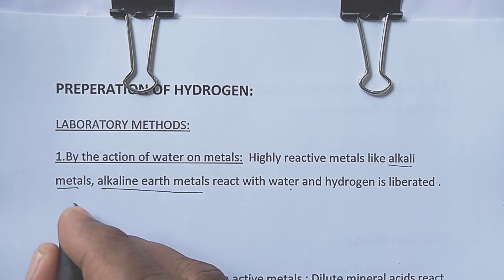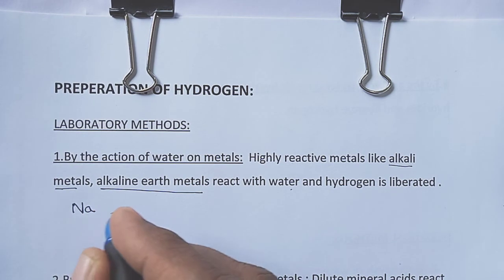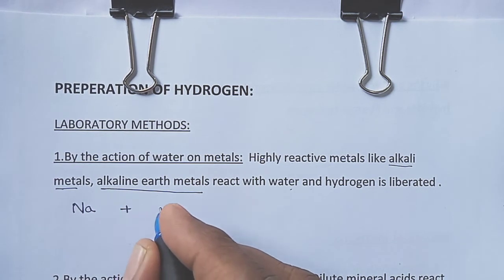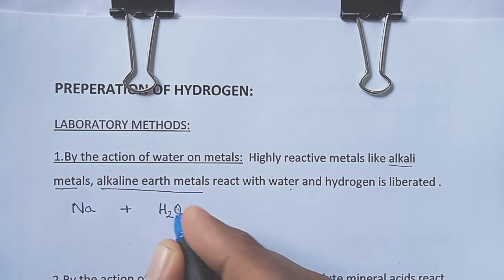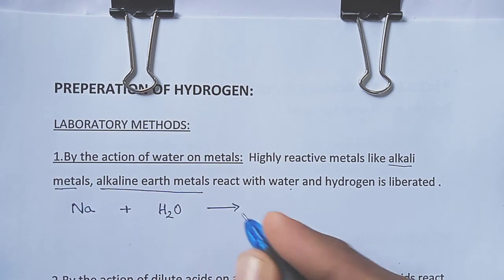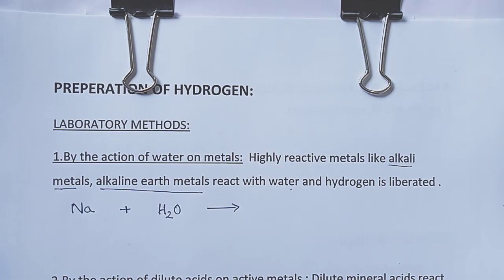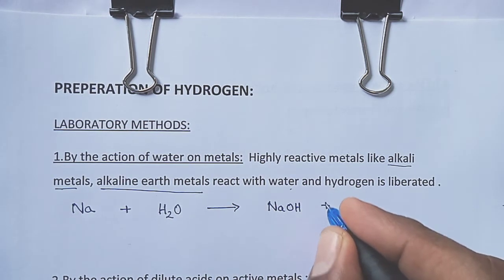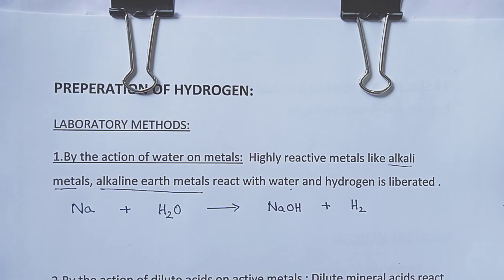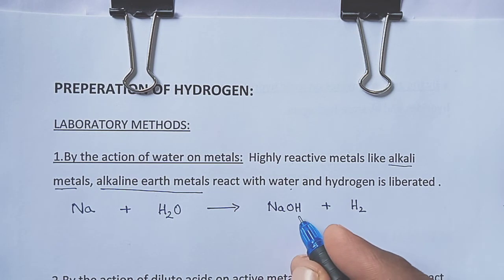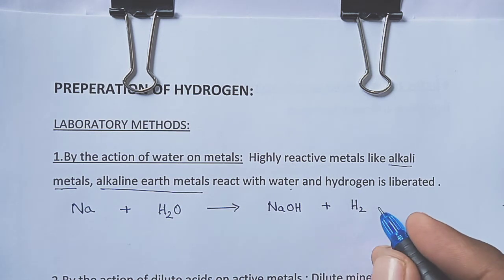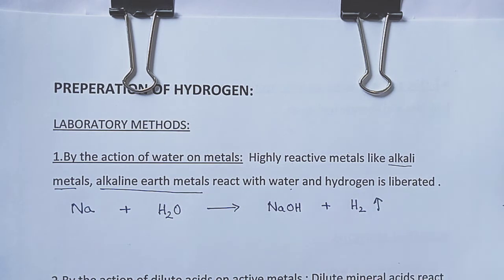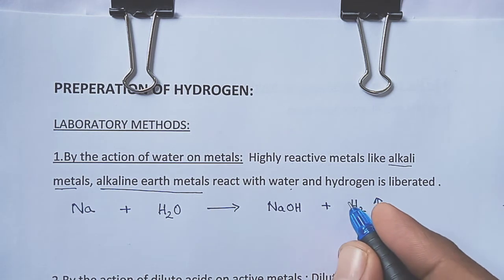For example, let us consider sodium. When a piece of sodium is dropped in water, a highly vigorous reaction will take place. Almost an explosion will occur, and the products formed are sodium hydroxide and hydrogen gas. Sodium hydroxide will be in aqueous solution and hydrogen is liberated in the form of gas. For balancing, let us put half here.